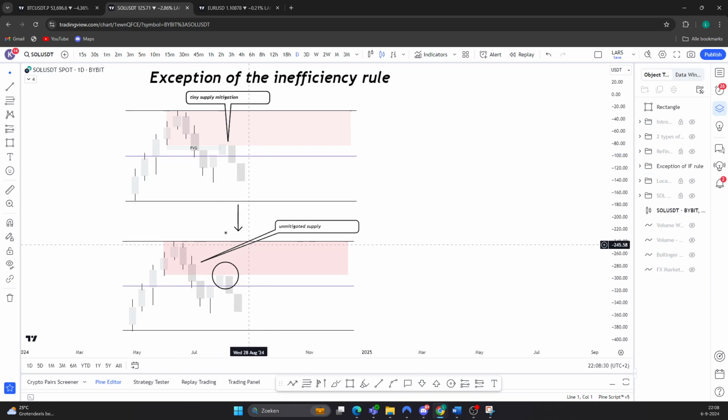So only when you have supply, and the same goes for demand, right? When it's the only supply or demand area nearby, and it had a tiny, tiny, tiny mitigation, I'll just draw it above or below that mitigation. Above for supply, below for demand. Okay, that's the only exception of the fair value gap rule, of the inefficiency rule.